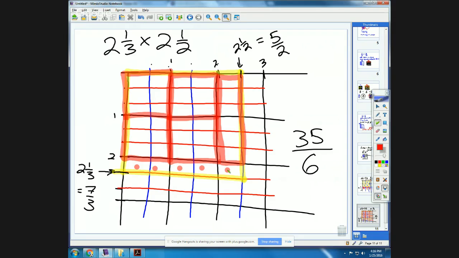So what does that grouping tell me the answer must be also? How many wholes were there? How many groups of 6? 5. Yeah, 1, 2, 3, 4, 5 groups of 6. And how many left over? 5 out of 6. So I can still use the picture to go back and figure out what the mixed number version is. So that's the area model with numbers bigger than 1. A little bit more work with a bigger number.